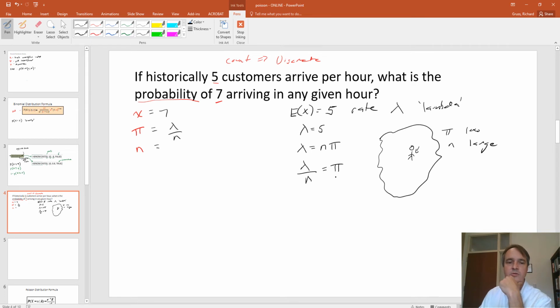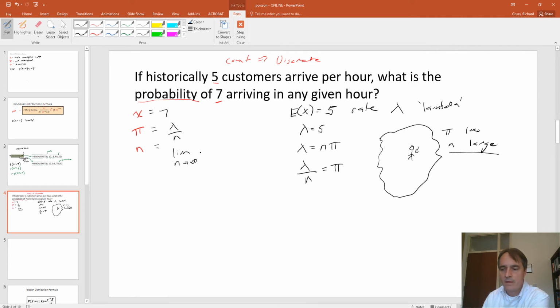So what can we do? We already know that we can describe probability in terms of n. How should we treat n here? Well, we know that n has to be large. So let's let n be as large as it can possibly get, that is infinity. So we're going to look at the limit as n goes to infinity.